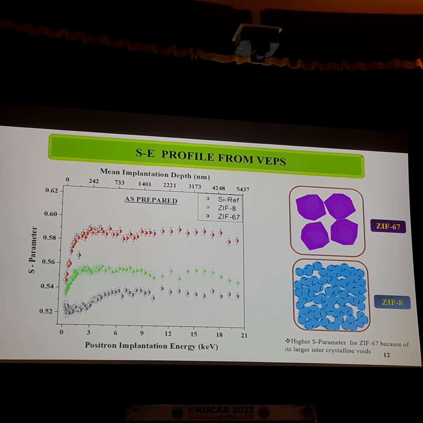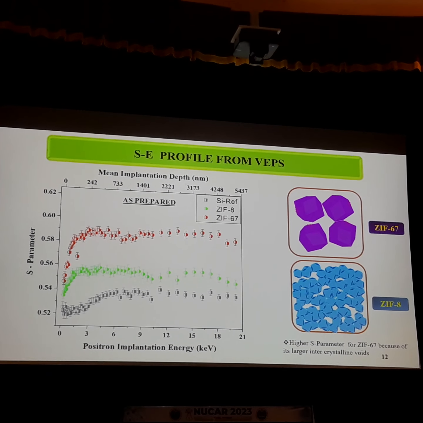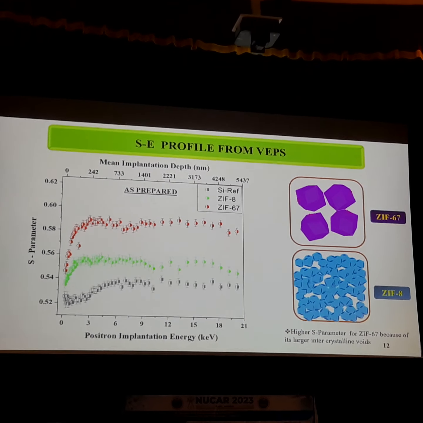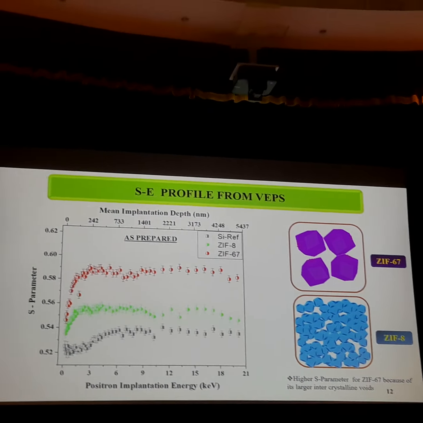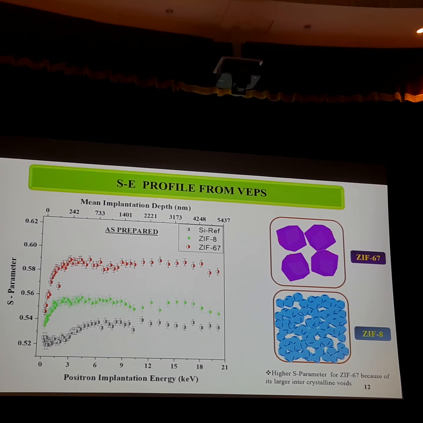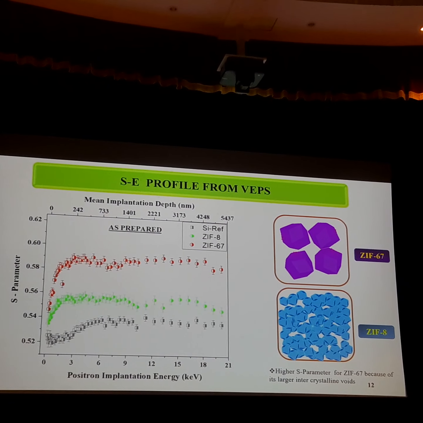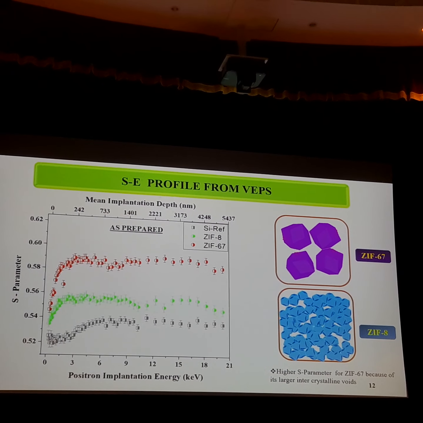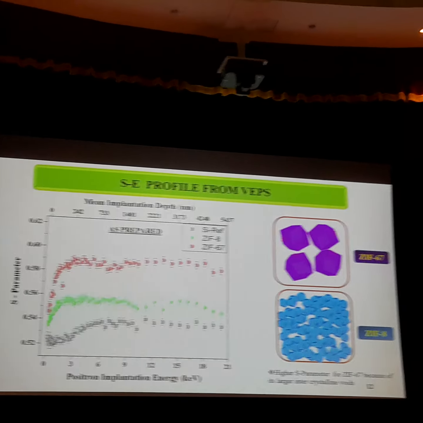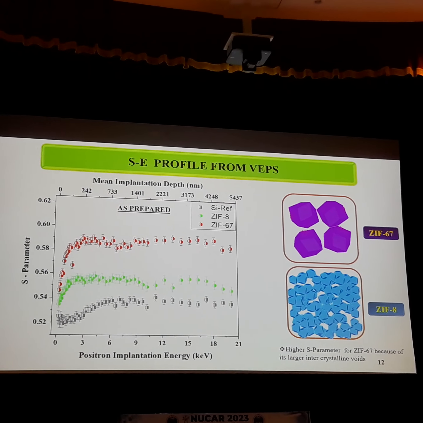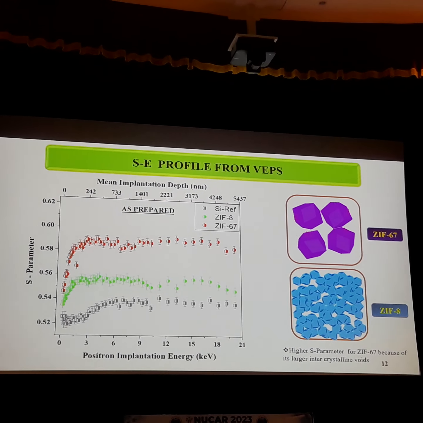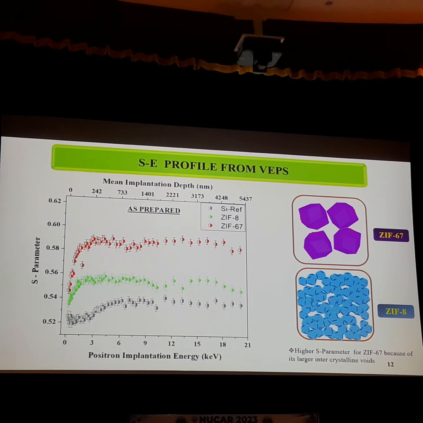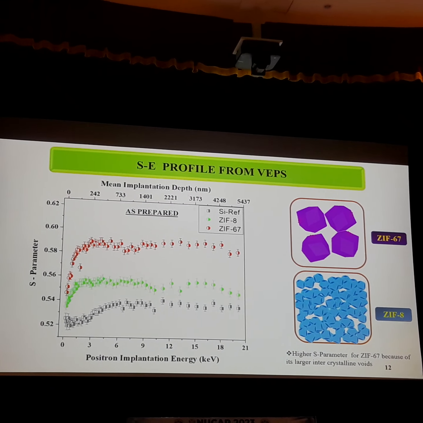What is exactly happening is, when I increase the implantation energy, more and more positrons are annihilating inside the sample without going back to the surface. And at a particular point, whatever number of positrons I am pumping into the sample, all are annihilating inside the sample. So that's why it is getting saturated. Now, when I compare 68 with 67, the higher S parameter is observed for 67 because of the larger intercrystalline void. So now you may understand the significance of this particular technique, which I can use for understanding the pore architecture of these porous materials.